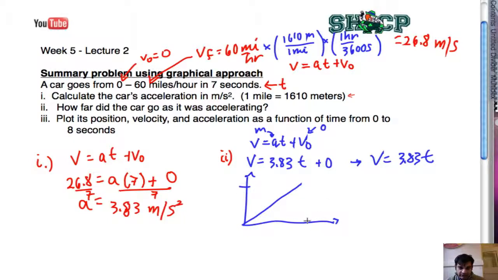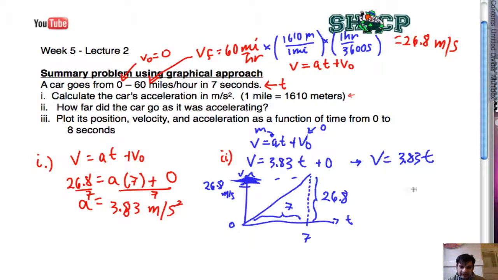So what happens? We look at our graph and we realize that in 7 seconds, we go from 0 to 26.8 meters per second. So that's v versus t. And this happens at 7 seconds, so right here, 26.8. And then we drop a dashed line here and we say, okay, the height of my triangle is 26.8.